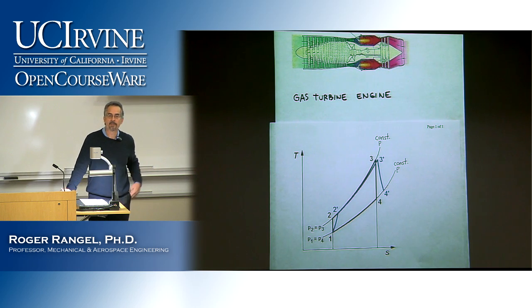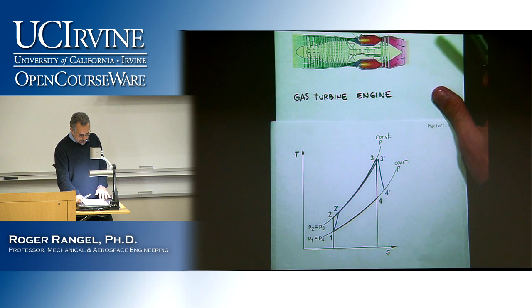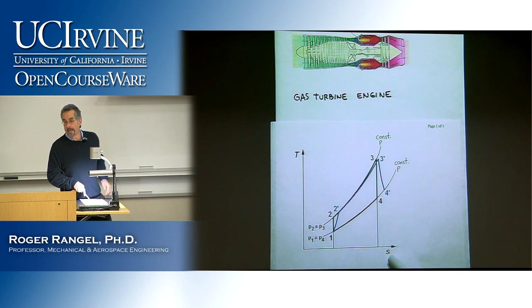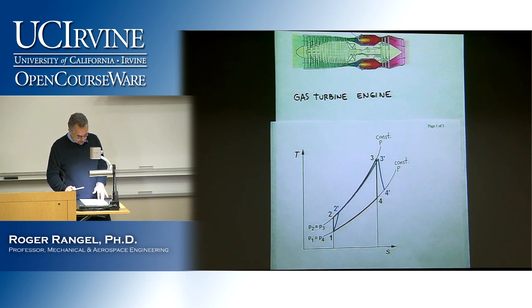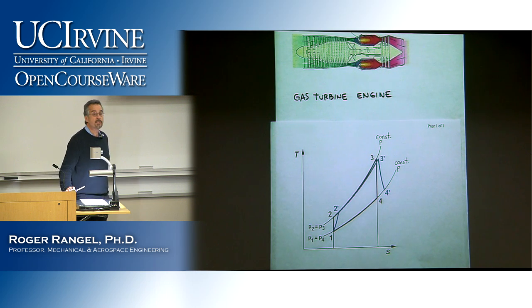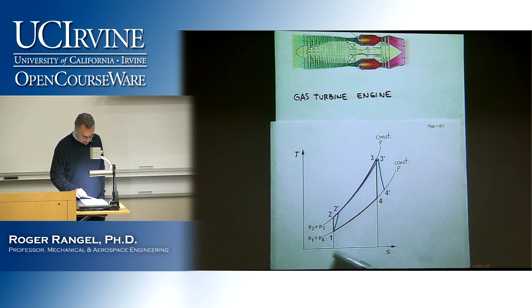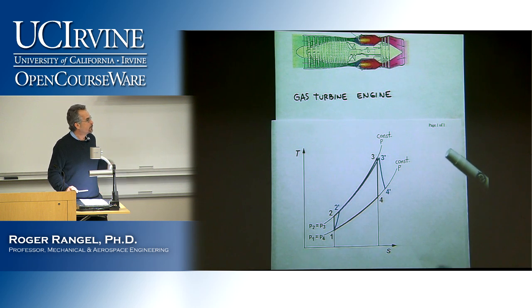That blue one is more representative of the real situation. We're plotting here temperature versus entropy, which is a property we're going to talk about later in the course. So temperature versus entropy, just to give you a different type of plot instead of pressure versus volume, which we saw in the other one. So if we start at 1, let's look at the black one first. As we go from 1 to 2, that would be the compression.